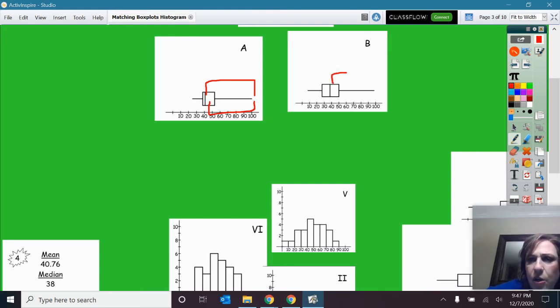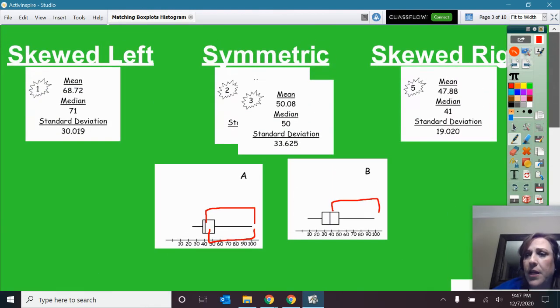So this one also looks skewed to the right. It looks more stretched out to the right. So I'm going to classify that as skewed to the right. So that is your very first step. And we should go ahead then and pause and let you do that.